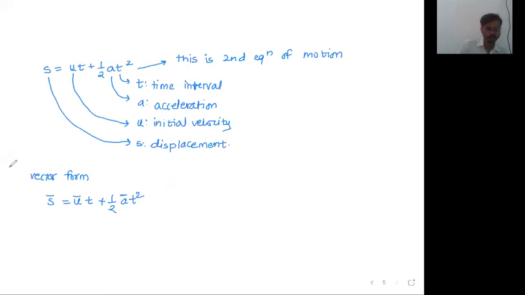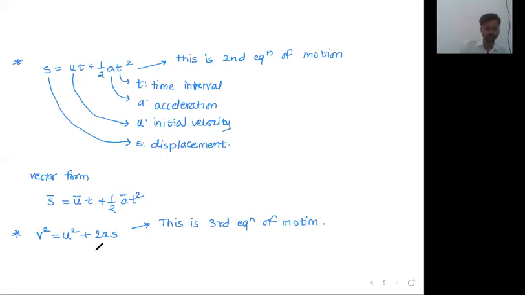Now write one more equation. Just keep on writing. Initially we are going to discuss all the things, just keep on writing. V square, final velocity square, is equal to initial velocity square plus twice as. V square is equal to u square plus twice as. Make an arrow like this and write down: this is third equation of motion.